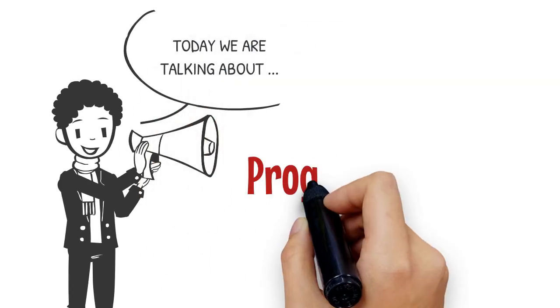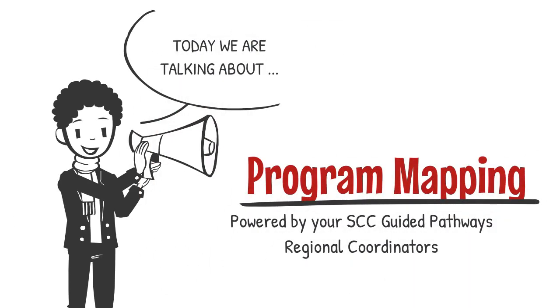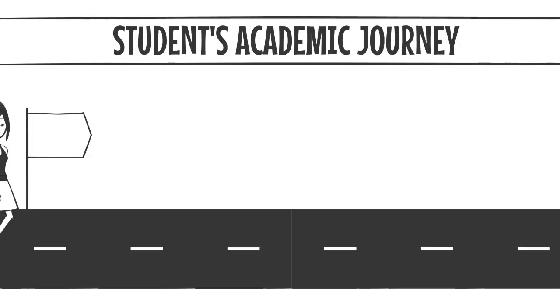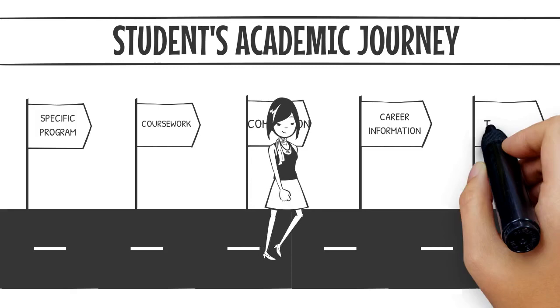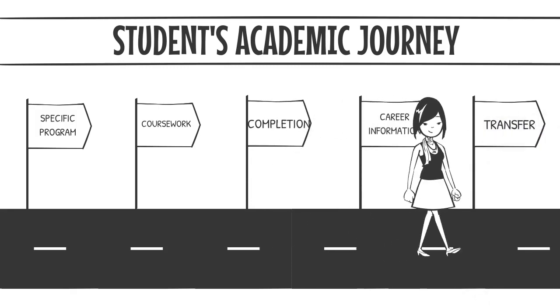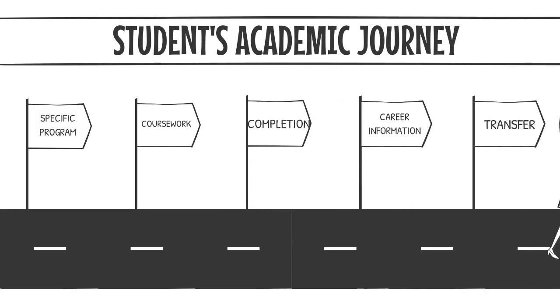Today, we would like to talk about program maps and some of the questions surrounding their use. A program map is a visual representation of a student's academic journey through a discipline's specific program. It includes sequentially laid out coursework to program completion, career information, and if relevant, some transfer guidance.